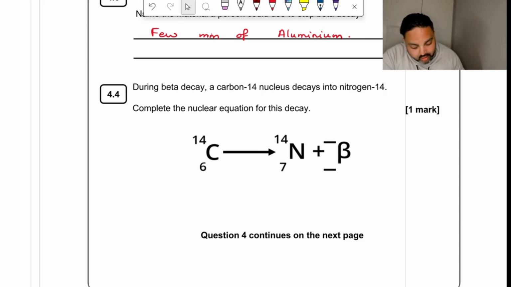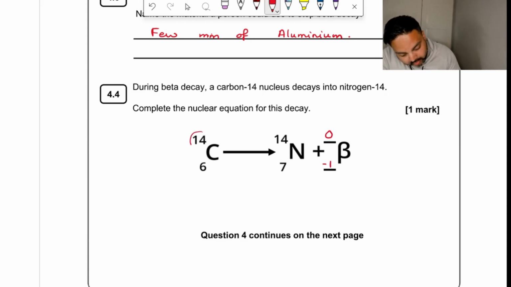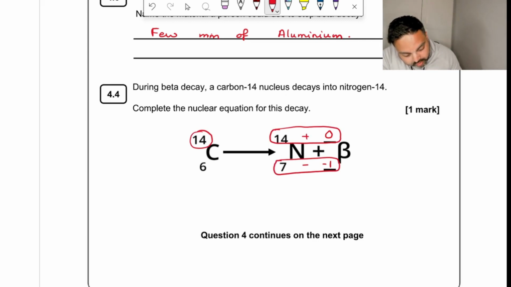During beta decay, carbon-14 nucleus decays into a nitrogen-14. Complete the nuclear equation for this decay. So what did I say happens to the mass number? The mass number is going to stay exactly the same. And good, well done, Rayan. So the answer is going to be 0 for the top one, and it's going to be -1 for the second. Now notice the numbers at the top, the mass numbers, add up to 14. And the atomic numbers add up to 6, because 7 plus -1 is going to equal 6.